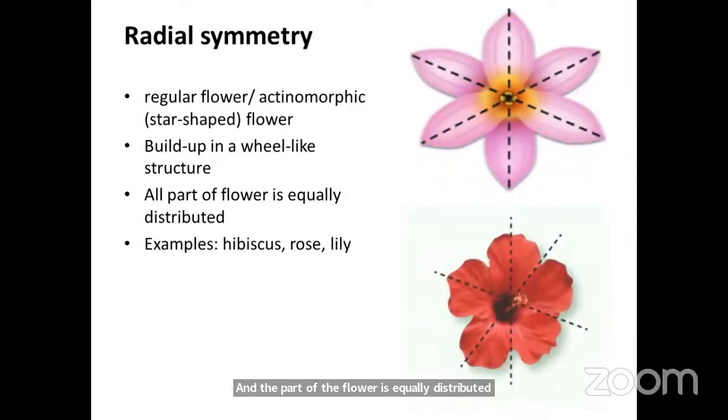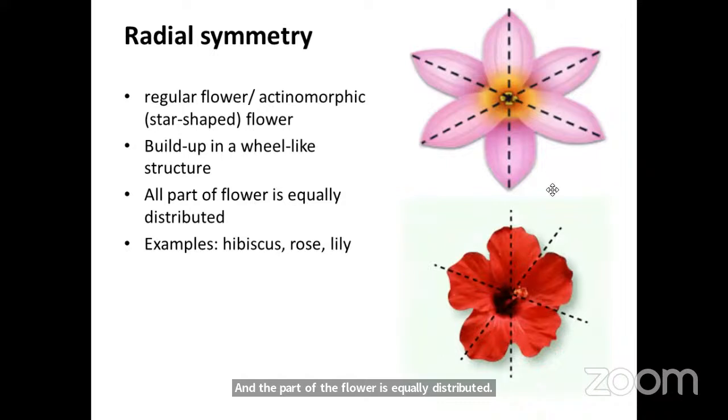Examples of flowers that are classified to have radial symmetry would include hibiscus. We have the rose and lily. These are examples of flowers having radial symmetry. So if you try to look at it, if you divide it, it will be divided equally along its axes.